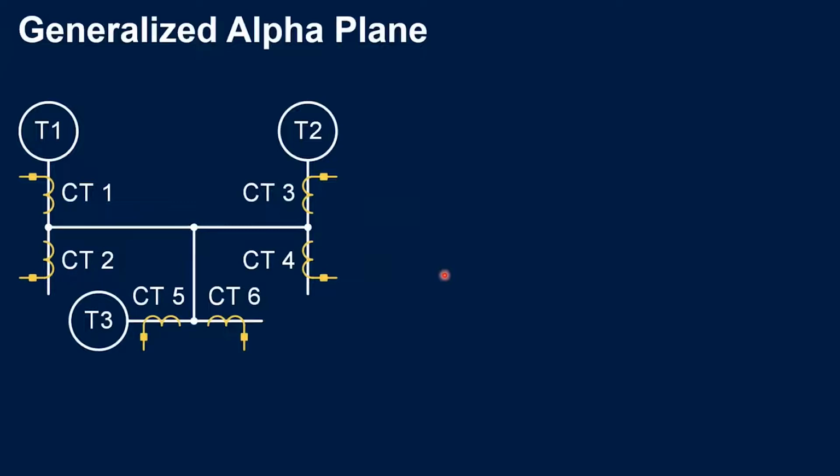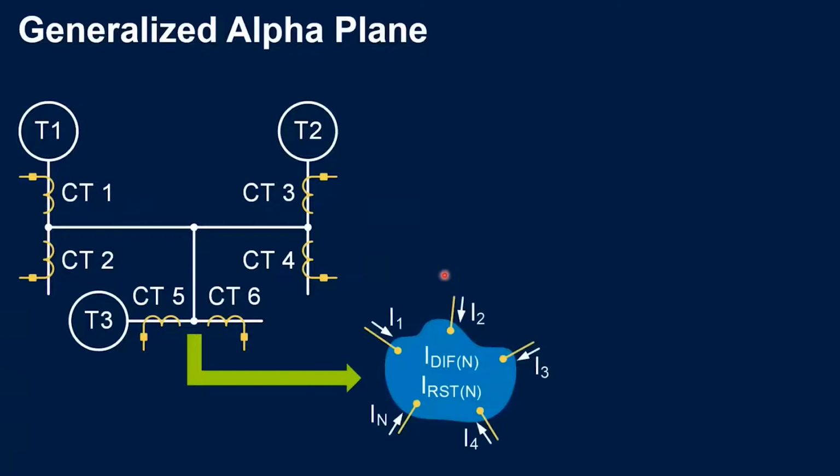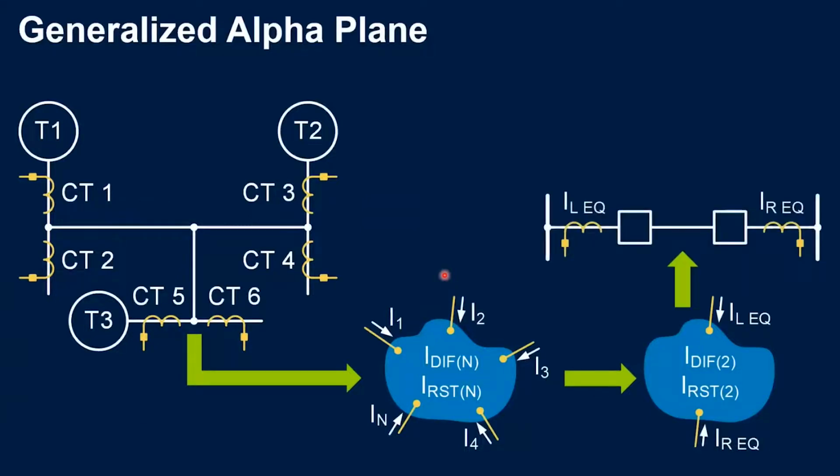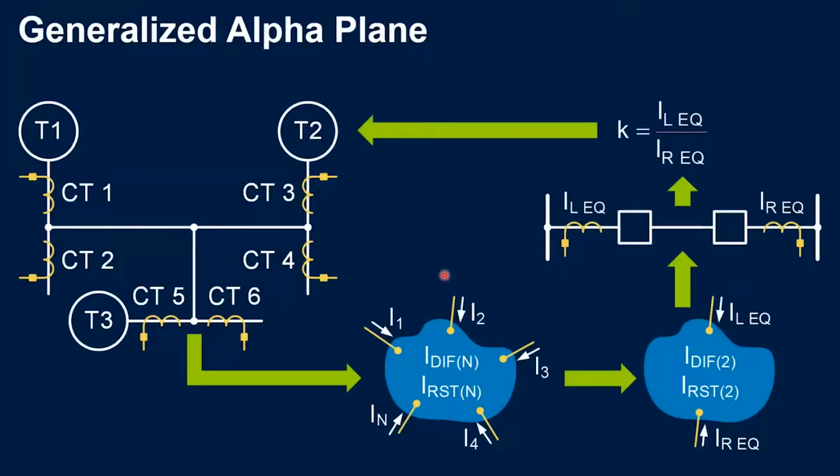so that we can implement the alpha plane in systems with more than two terminals. So the first step is going to be calculating the differential and restraint current on all the protected zones, and then calculating an equivalent local and remote current that yield the same differential and restraint current, which are the real measured differential and restraint current on the system. And with these equivalent local and remote currents, we can then implement the alpha plane. Okay? So this is an equivalent of the three-terminal system taken to a two-terminal, just to be able to plot it in the alpha plane and still have the same benefits that the alpha plane offers.